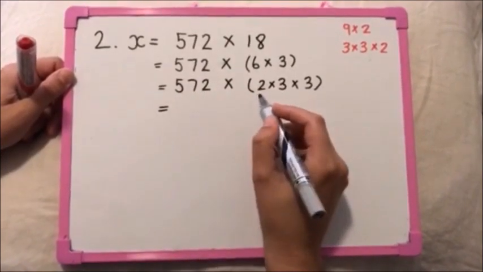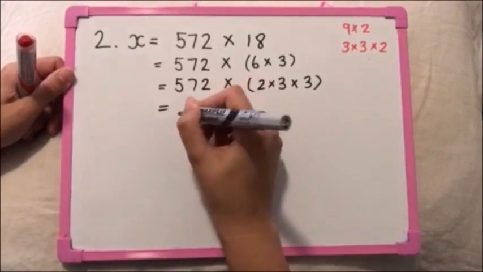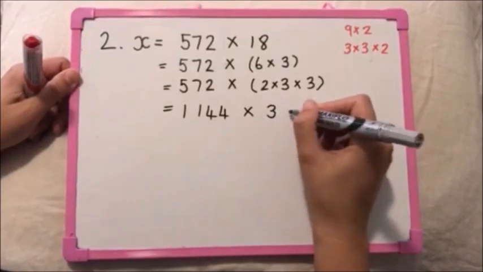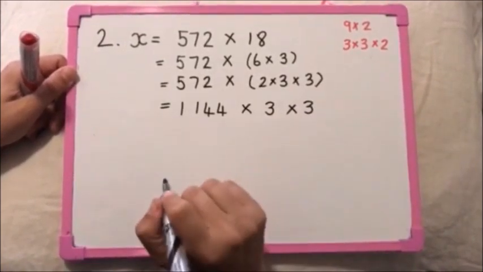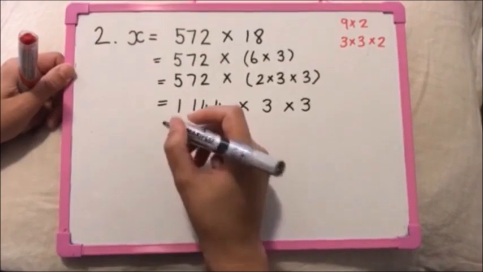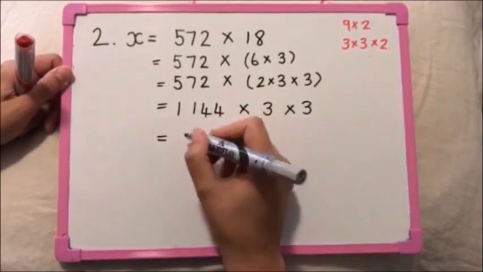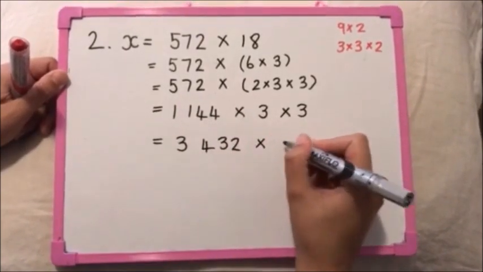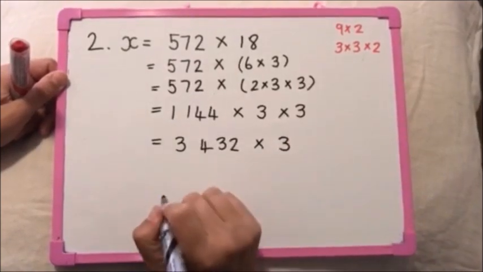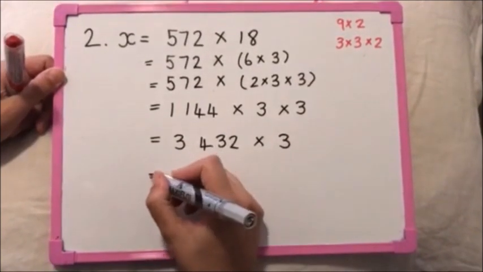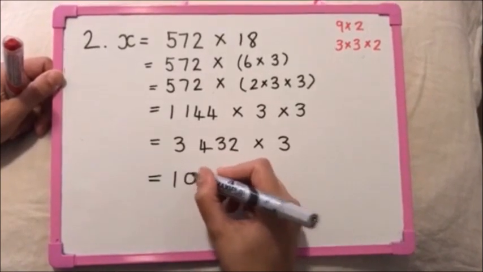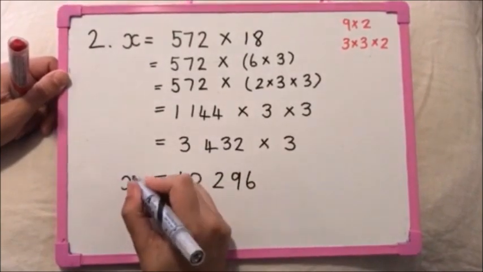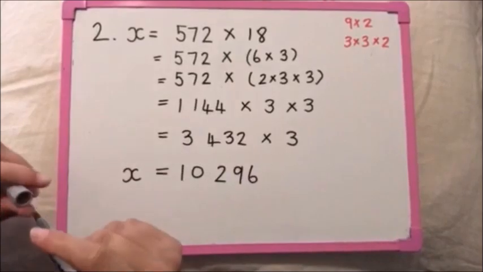572 times 2 will give us 1,144 times 3 times 3. Then we simply multiply from left to right. 1,144 times 3 gives us 3,432 times 3, which gives us 10,296. Remember to write your x, showing it's your final answer.